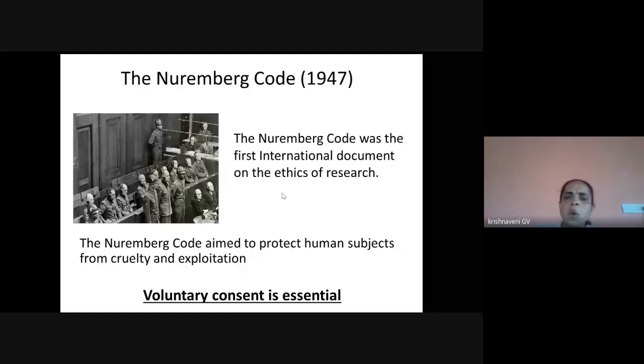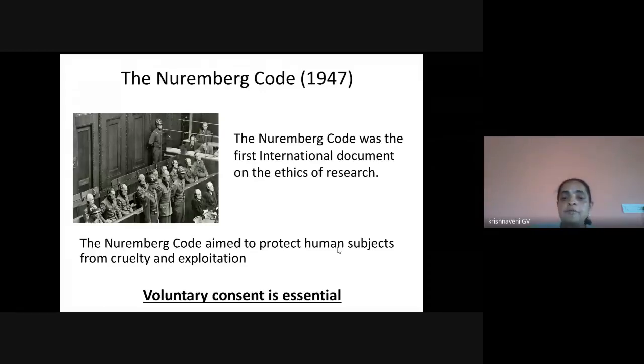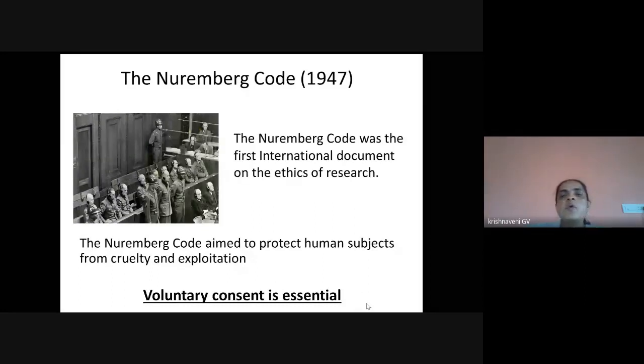The main objective of the Nuremberg Code was to protect human subjects from cruelty and exploitation by those who are in power. And one of its most significant aspects is promoting voluntary consent for taking part in the research. They maintain that this is the most essential aspect of conducting research.